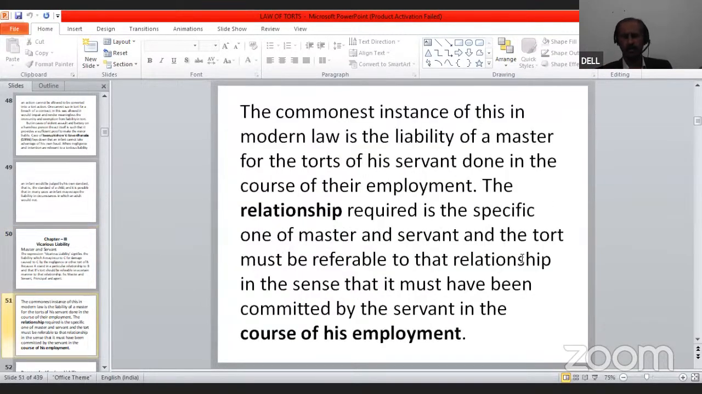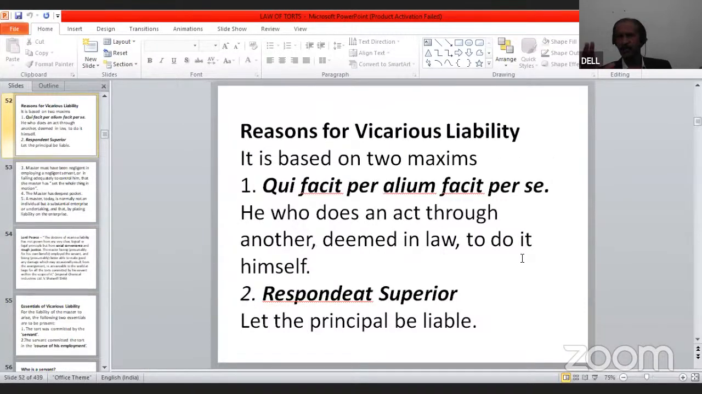There are a couple of maxims that are the basis for vicarious liability, so please everybody take them down and scribble like that, and whenever you are reading you must scribble, because you have to keep practising the answers. The reasons for vicarious liability I said were the particular relationship, but for its origin, there are two maxims that were responsible for the development of the concept of vicarious liability. Qui facit per alium facit per se: he who does not act through another is deemed in law to do it himself.